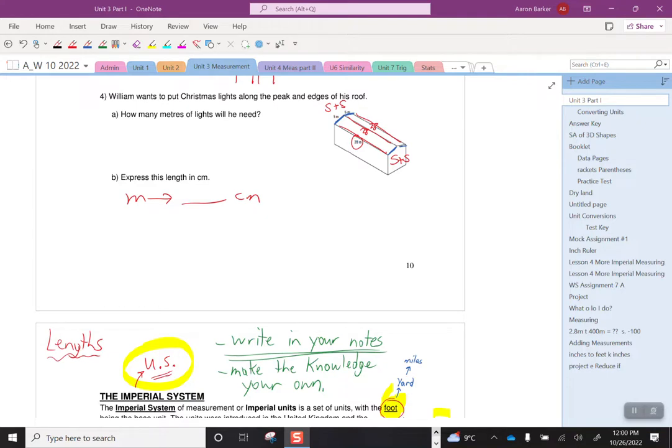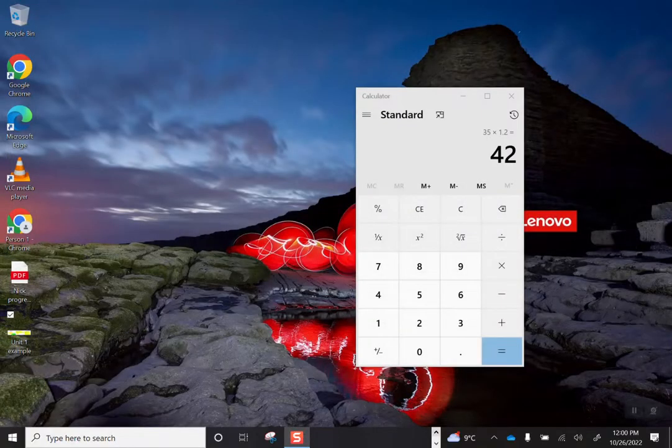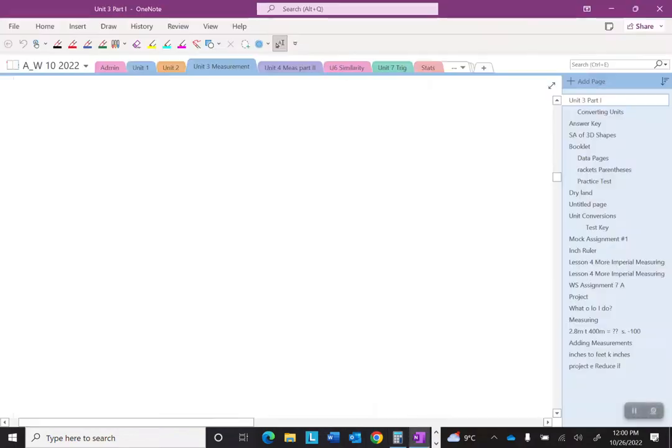Our notes for today. So today we're looking at the Imperial system on page 11, and our focus. Oh, I gotta close this down. Restart. Sorry, guys. Happens a lot with this program.